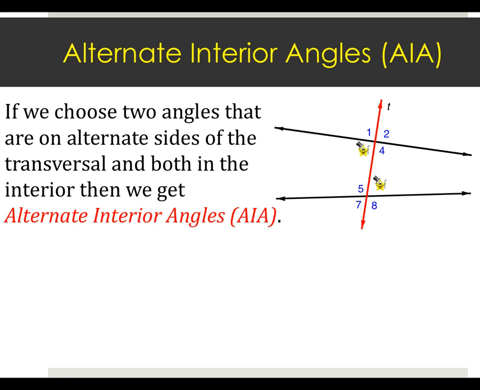Alternate interior angles. Again, let's look at the name. Alternate means on opposite sides. Interior means inside. So alternate interior angles are angles on the opposite sides of the transversal in between the intersecting lines. So the top hat star there is in one location. The other location would be 4 and 5. Only 2 pairs of AIA angles.